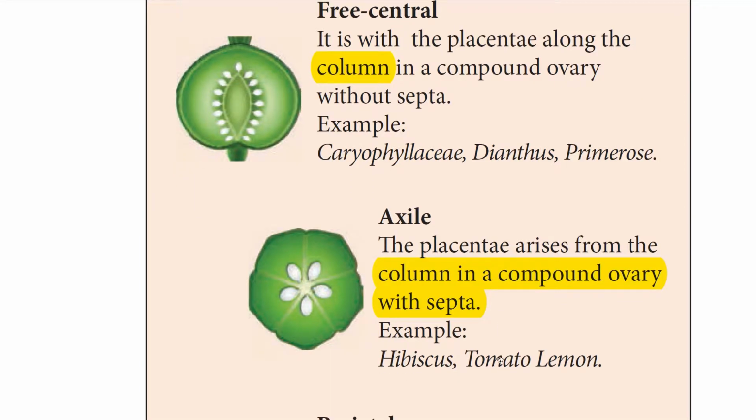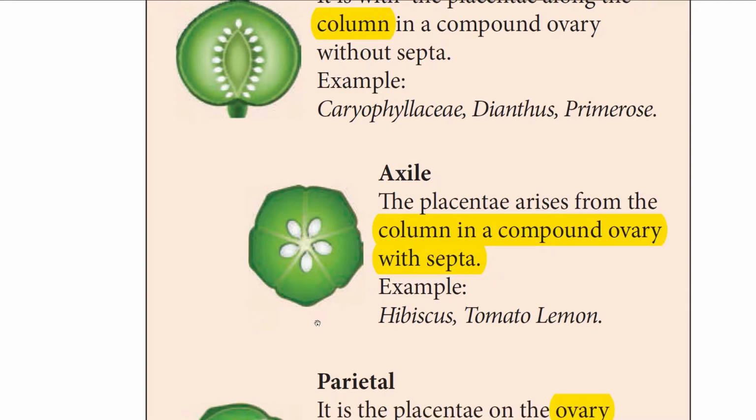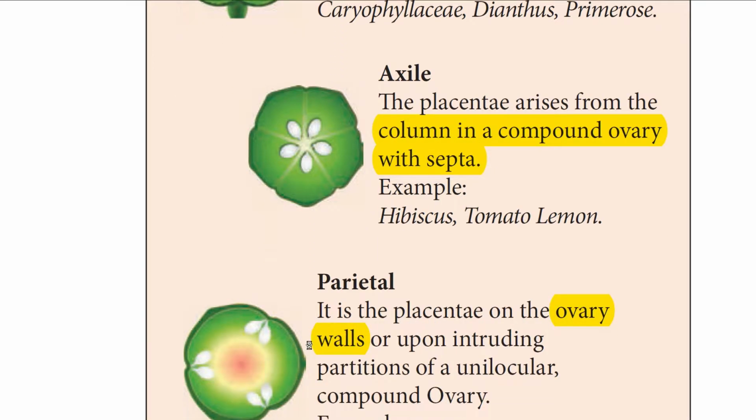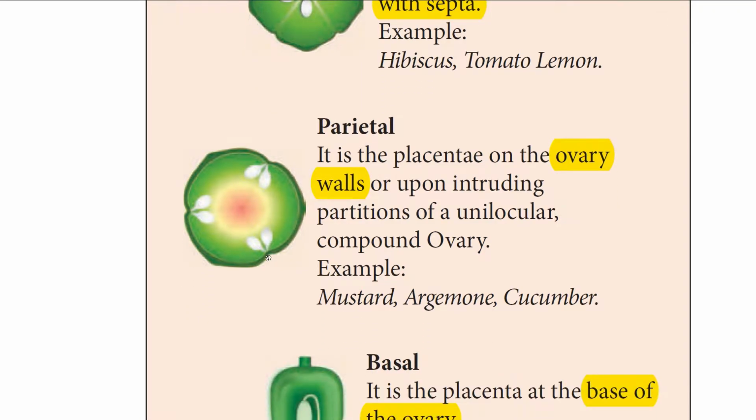The next one is called axial placentation, in which the placental tissue and the ovary wall will be divided by the septa. Placentae arise from the column in a compound ovary with septa. Then it is called axial. Example, hibiscus, tomato, lemon. Then the next one is called parietal. Here the ovules are attached on the ovary wall or upon the intruding partition of the unilocular compound ovary. Then it is called parietal placentation.